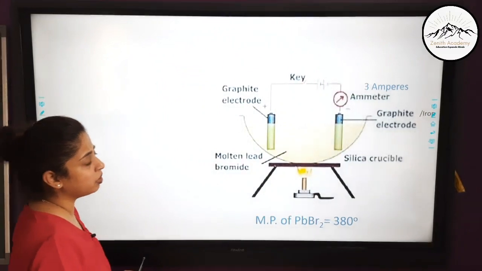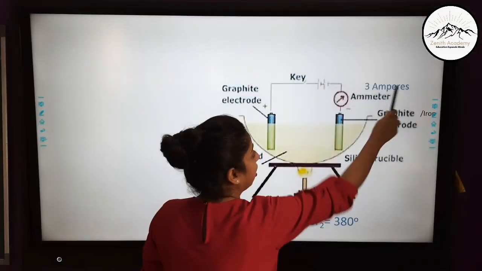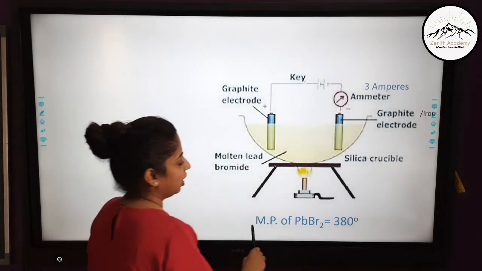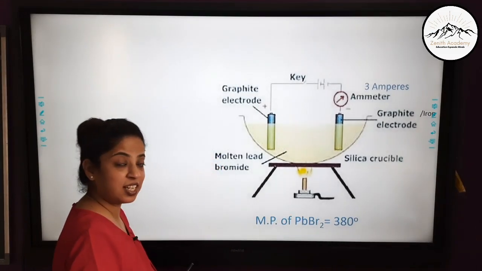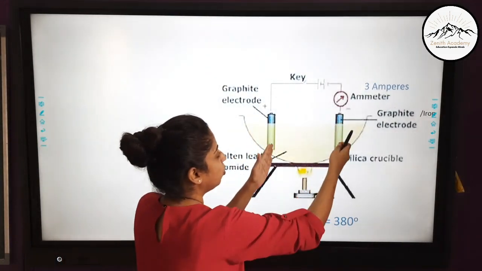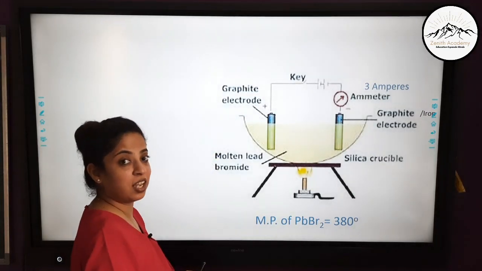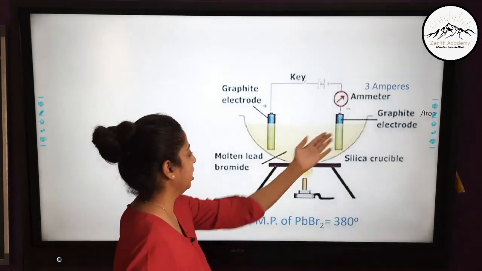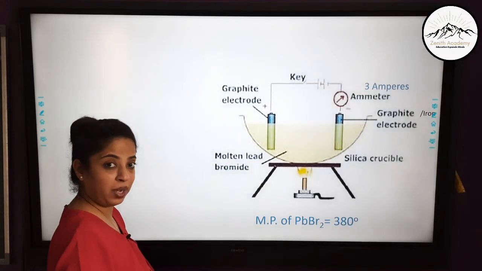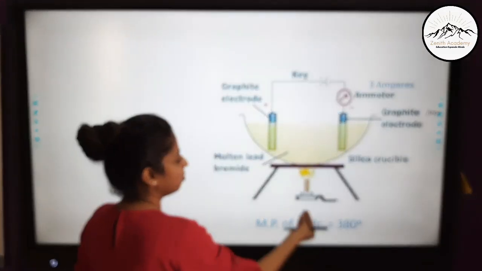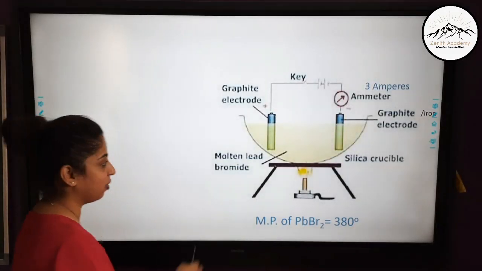So you should remember a few things here: the current that is flowing is 3 amperes, the temperature is 380 degrees Celsius or above, the two electrodes are graphite rods, and the electrolyte is molten lead bromide, kept in a silica crucible, and constant heat is given.